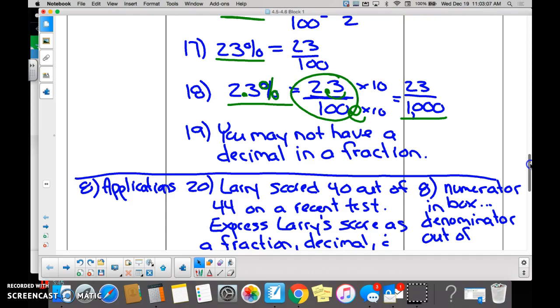The big thing you guys wanted to talk about was numerators. Numerators should go inside the box. Denominators should go outside the box when you're doing conversions using division. Questions? Okay. Take out paper and pencil.